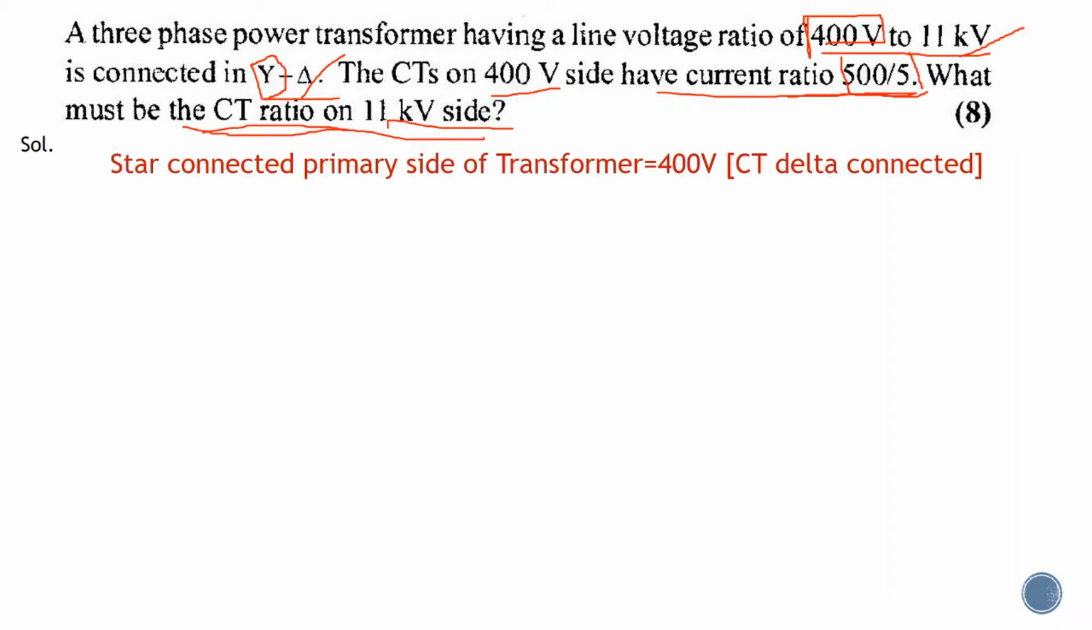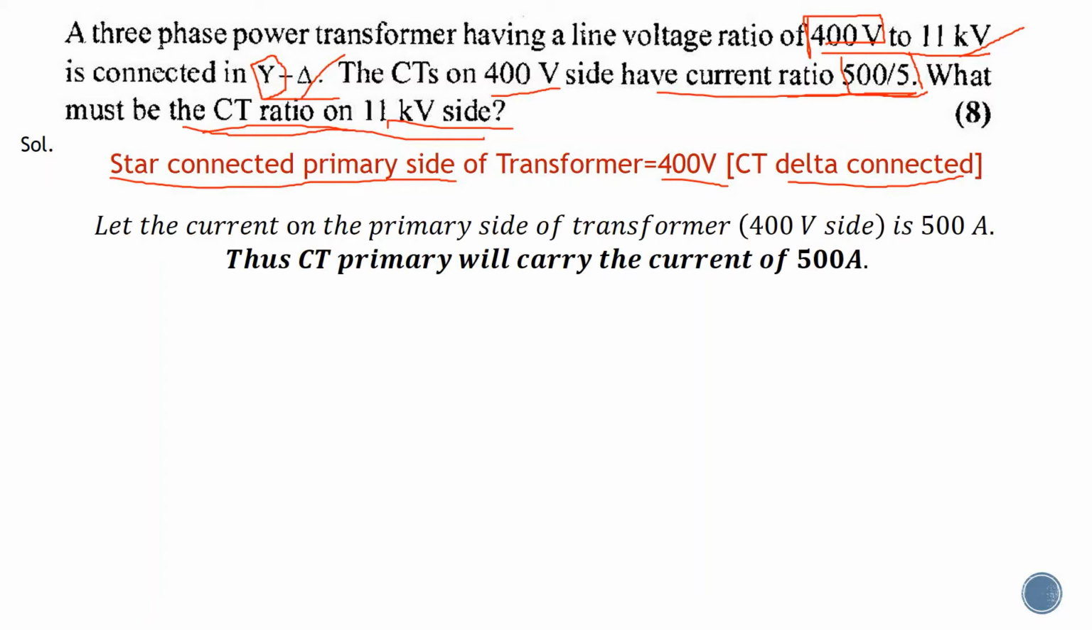As already told, the star connected primary side transformer voltage is 400 volt. Therefore, the CT here will be having delta connection. Let us assume that the primary side of the transformer, that is the 400 volt side, is having current 500 ampere. And as we know that the CTs are connected in series with the line, therefore the CT primary current will be equal to the current carried by the transformer. Thus, the CT primary will also carry the current of 500 ampere.